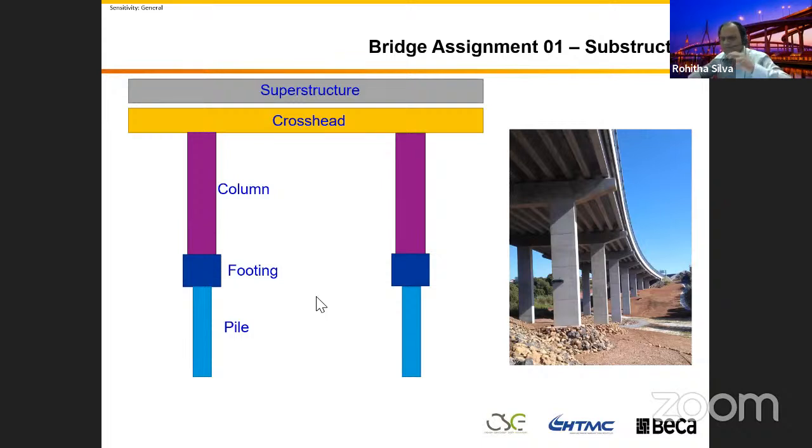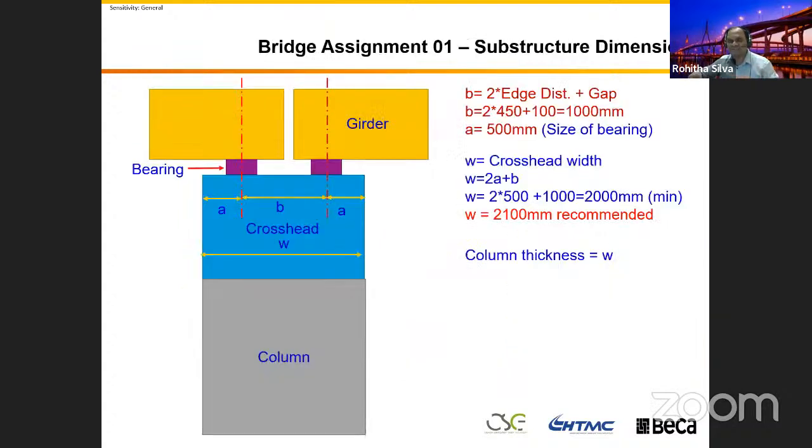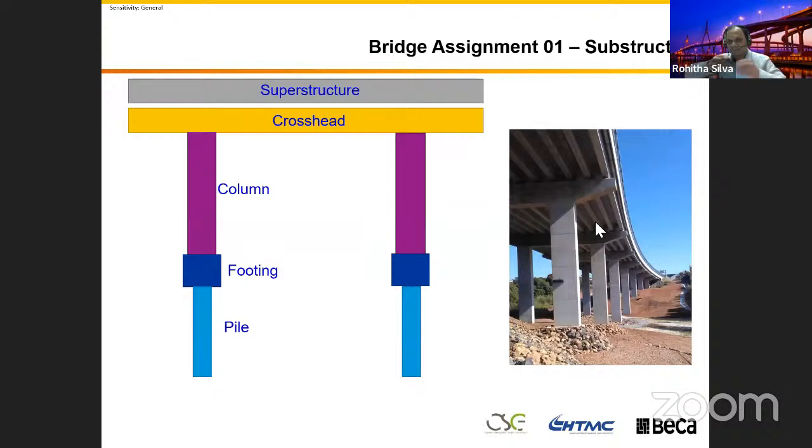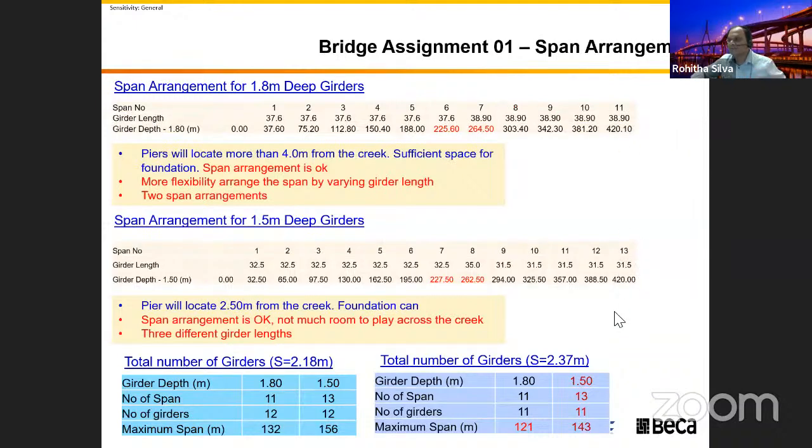Then we see how we're going to decide these dimensions. How we're going to decide these dimensions. The crosshead dimension, whether you like it or not, is dictated by different parameters. When you are placing the bridge, because this bridge is continuous, it's got an 11 span or 13 span, right?